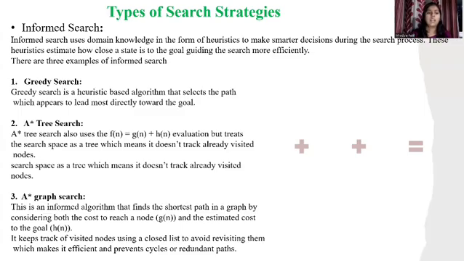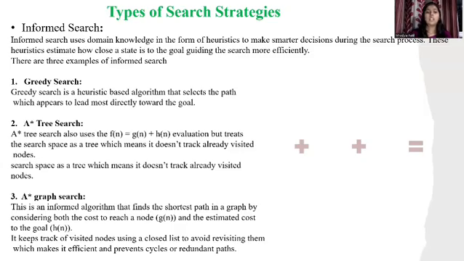Second example, A star tree. A star tree also uses the evaluation f(n) = g(n) + h(n), but treats the search space as a tree, which means it does not track already visited nodes. So third example is A star graph search.